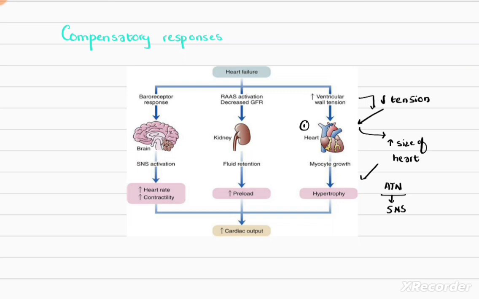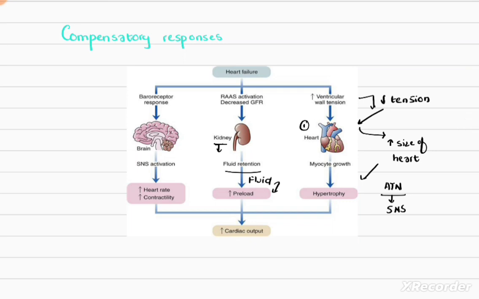Now, the second most important organ that acts in this context is the kidneys. The kidneys will sense there is a decrease in the cardiac output, and as a response they will try to retain more fluid in the body. As a result, they will increase the preload towards the heart, and the cardiac output is increased because of the increased fluid in the body.